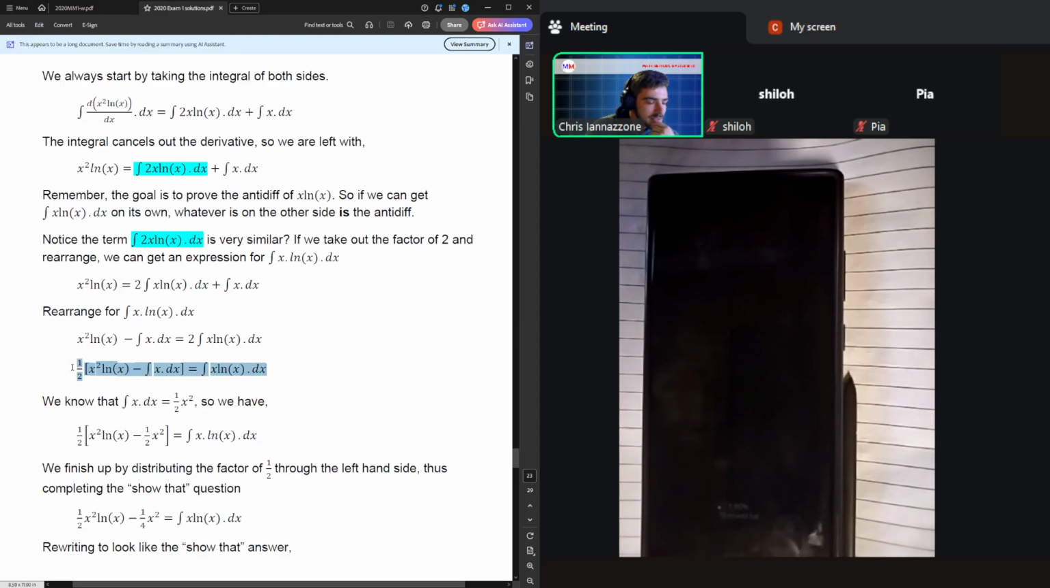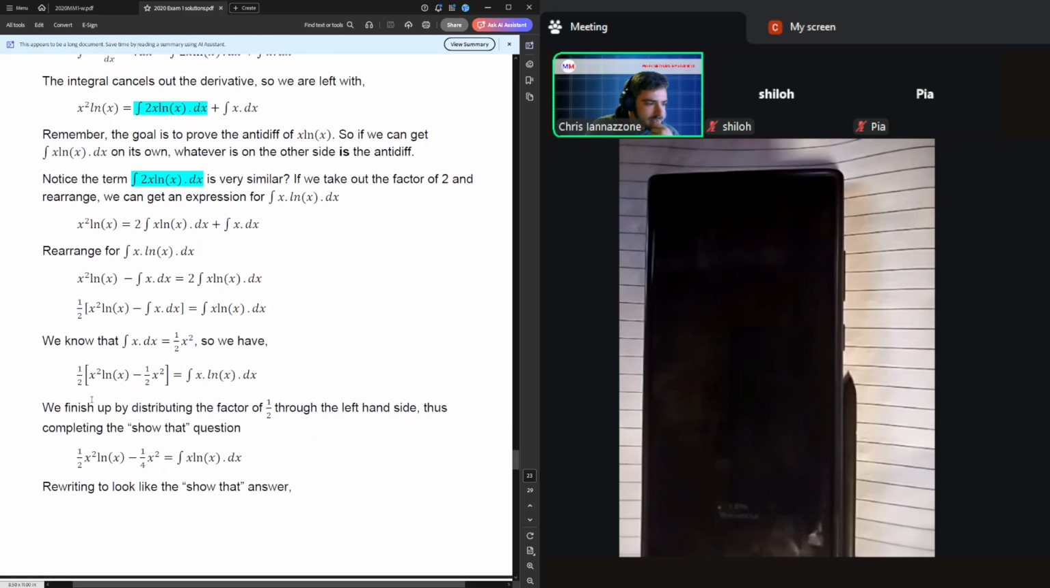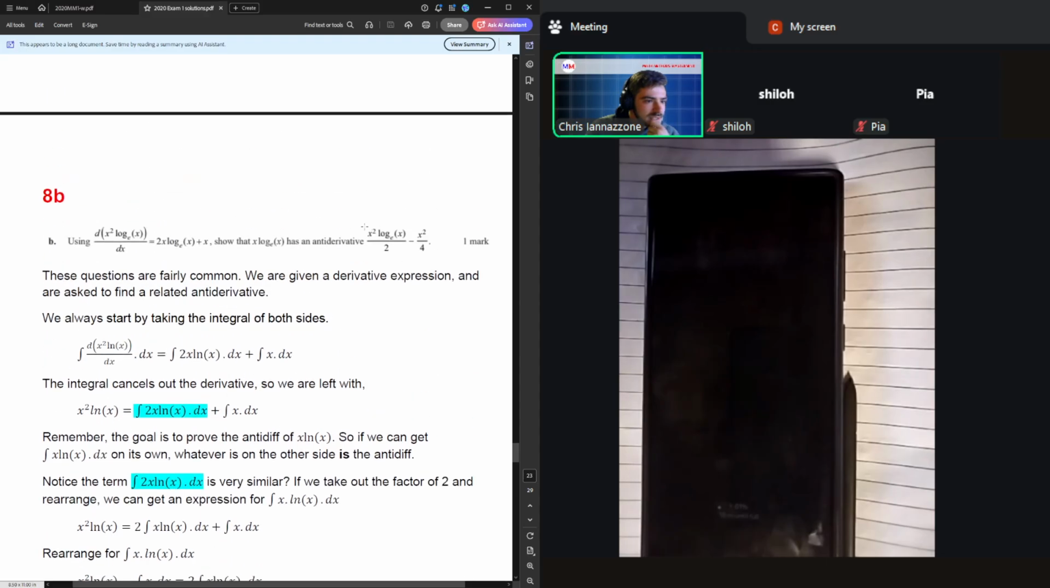Because this statement here says the antiderivative of this is that. When you have this symbol here, you're saying the antiderivative, the integral of that thing, is equal to whatever's on the other side. All we're doing from here is just simplifying the left-hand side a little bit. So the integral of x, that's just a basic antiderivative of x, half x squared. And then just make it look more like the show-that. In this case, it's x squared natural log x on 2.